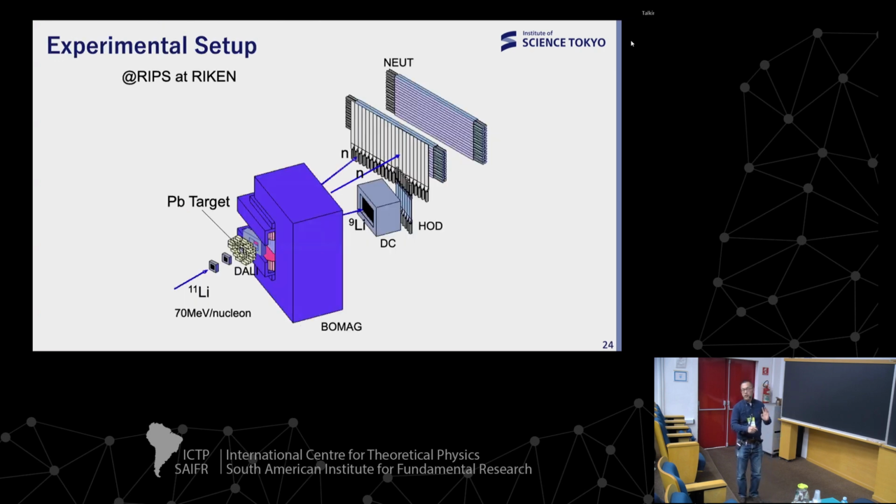Basically, the setup is very similar to this barium-11 case. At the time, we used the RIPS fragment separator at RIKEN, the former fragment separator. And we used lithium-11 at 70 MeV per nucleon impinged on a lead target. We also had DALI, the gamma ray detectors surrounding the target. And then this magnet, which was designed by me during my PhD thesis. And then we measure lithium-9 and 2 neutrons.